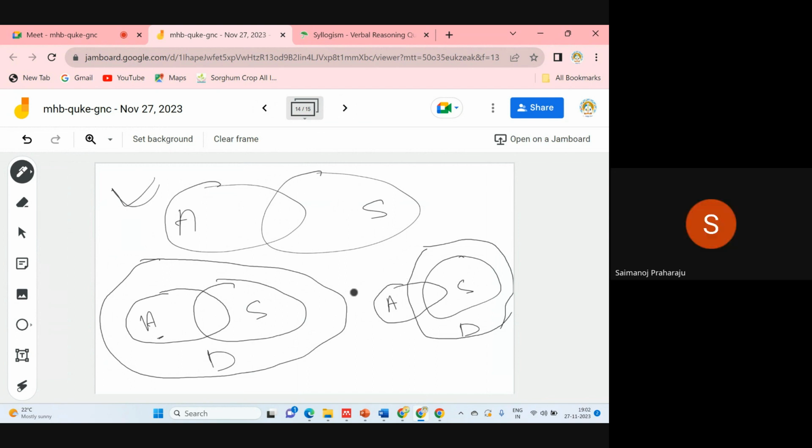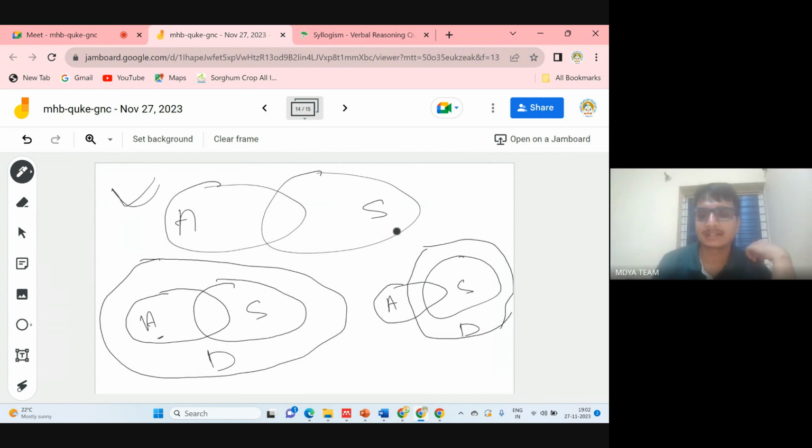First statement is some actors are singers. So we created this. Now we have to create another premise in this. It is saying that all singers are dancers. So two ways to create this. You can create like this or you can create like this. But one thing is sure, because some actors are singers and all singers are dancers, it is very much sure that some part of A will definitely come under this dancer.